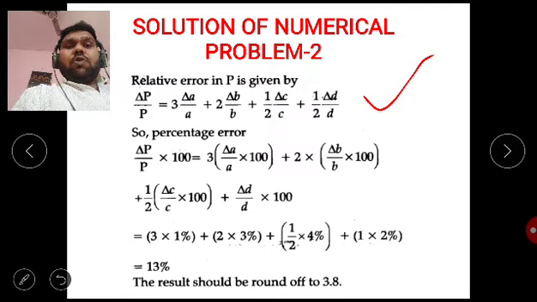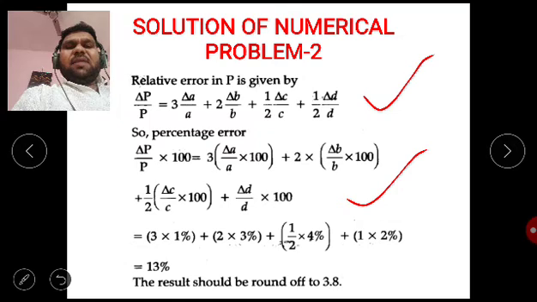Now we are given the percentage error, not the relative error. So what will we do now? We will multiply both sides, LHS and RHS, by 100. Why are we doing this? To change the relative error into percentage error. So we multiply the left hand side and right hand side by 100, and we get this. Now we have rearranged it.